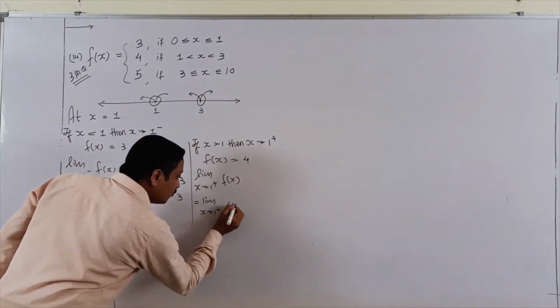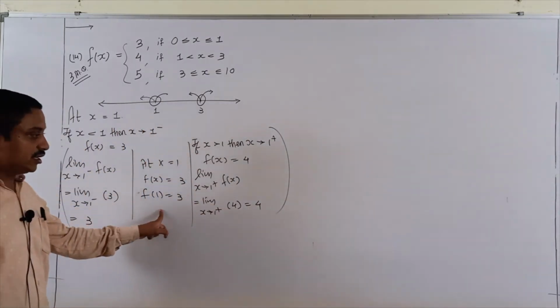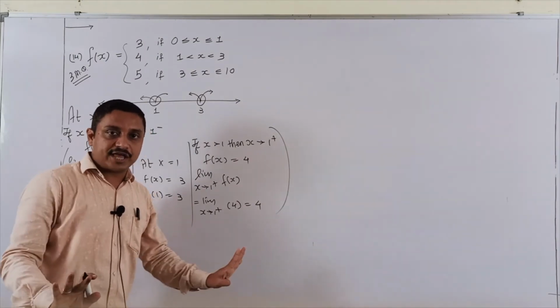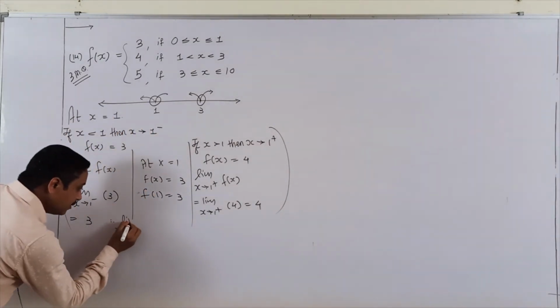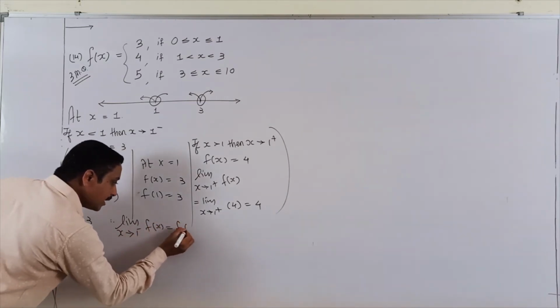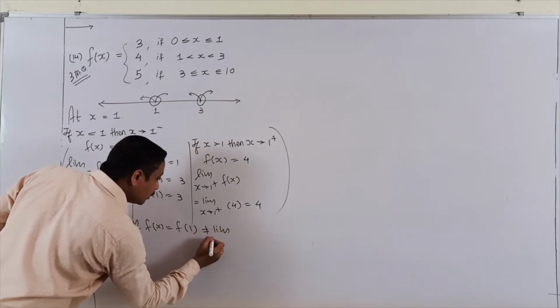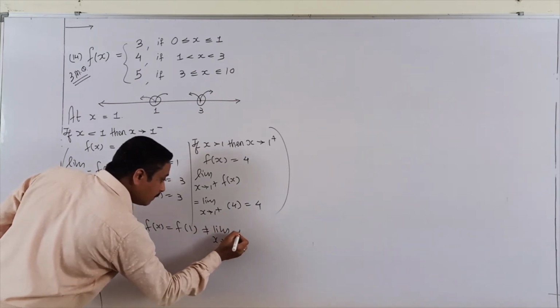Surely, we are going ahead to 4. My answer is 4. Check out: 3, 3, 4. Not the same. That's why, limit x tends to which place? 1 minus function and f1. These are equal, but the last are not equal.